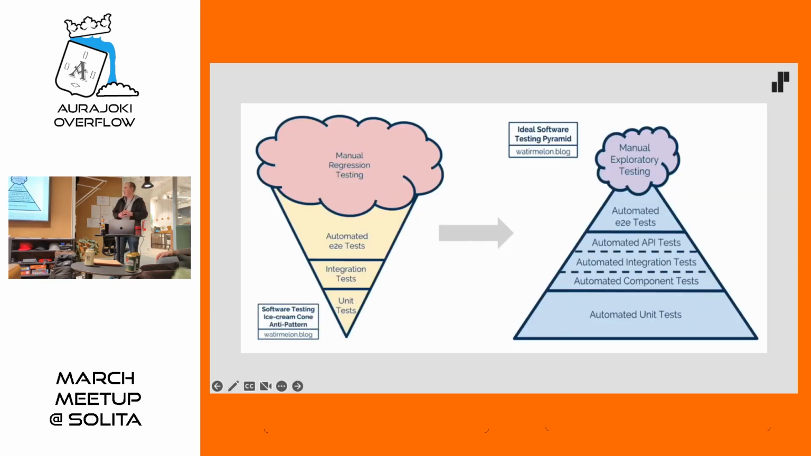Then there's the anti-pattern of ice cream cone testing, which reverses things: just a few unit tests, more integration tests, lots of automated end-to-end tests, and even more manual regression testing. So please don't do that. It's really expensive and not so useful. Consider the testing pyramid instead, with mostly smaller tests and only a few of the bigger tests.